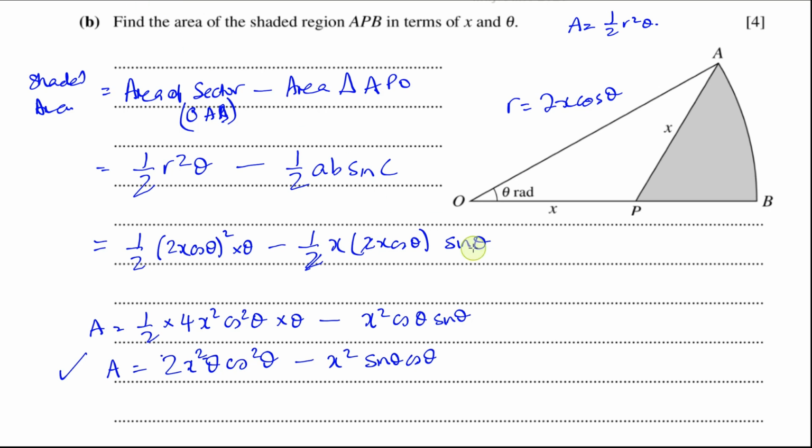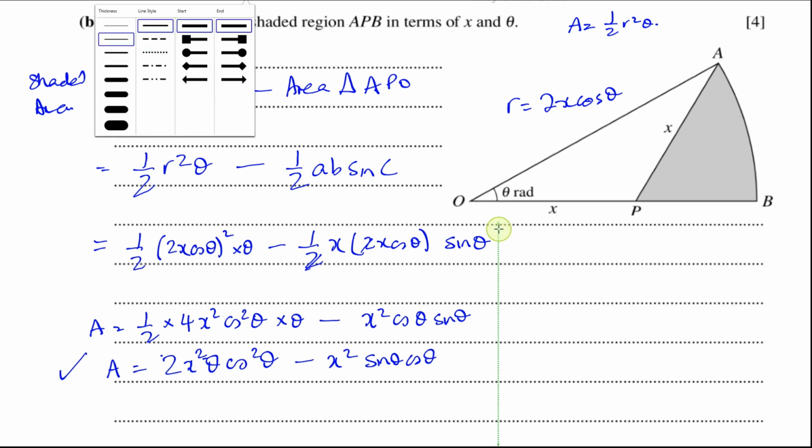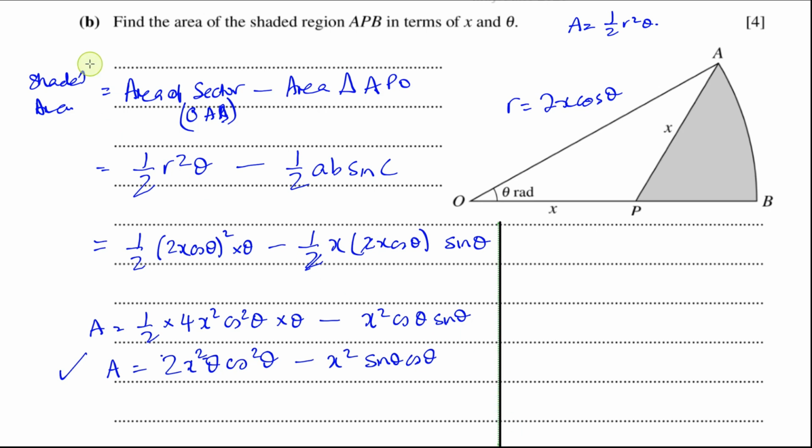Now there's also something that we could have done alternatively if we wanted to, and it would be perfectly fine. And I'll show you how that works. Okay, so what we could have done, this part would have been the same. So you'd have got basically the same thing for the area of the sector. So you'd have still got 2x squared theta cosine squared theta for the area of the sector.